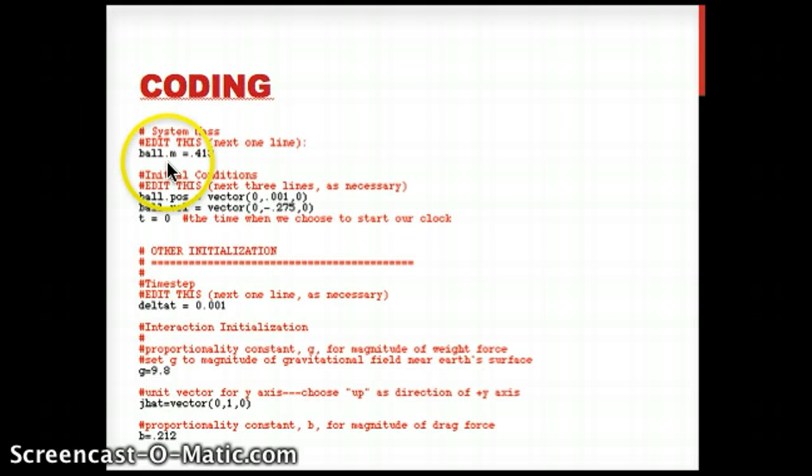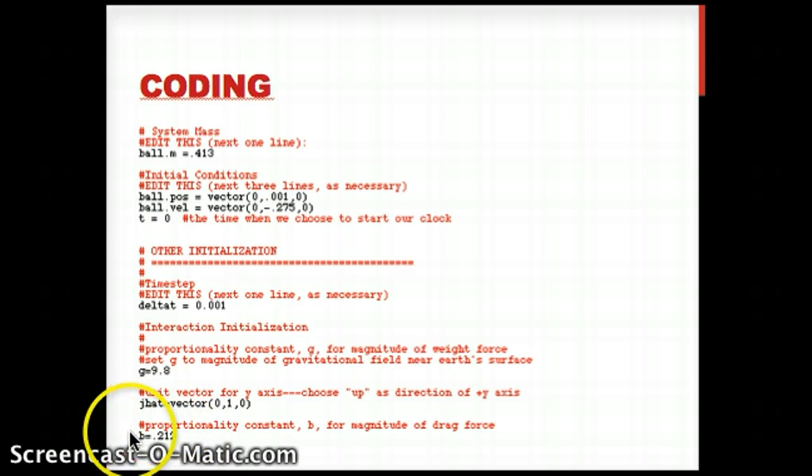So for coding, we put in the ball's mass. For the initial conditions, we have the initial position, which is 0.001 on the y-axis. The initial velocity is a negative 0.275. Initial time is t equals 0. The step size is 0.001, so it's a small step. Gravity constant at 9.8.